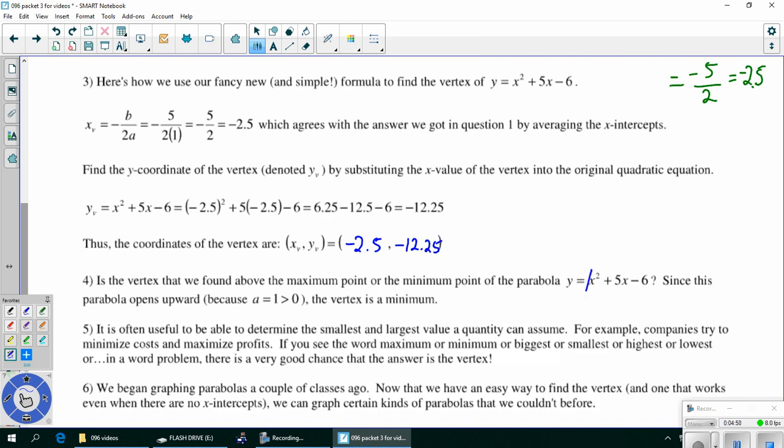And if a is positive, the parabola opens up. And if your parabola opens up, then the vertex is the lowest point on the graph, right? It is the minimum of the graph. So our particular vertex, this -2.5, -12.25, is the minimum. But if you were looking at the vertex of a downwards opening parabola, then the vertex would be the highest point, would be the maximum possible value of y. So our vertex is a min because our parabola opens up.